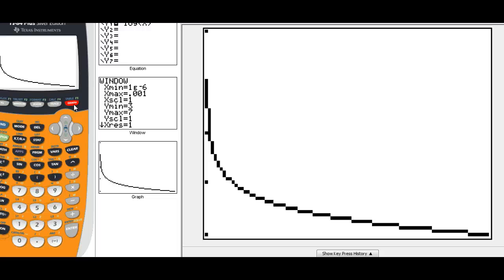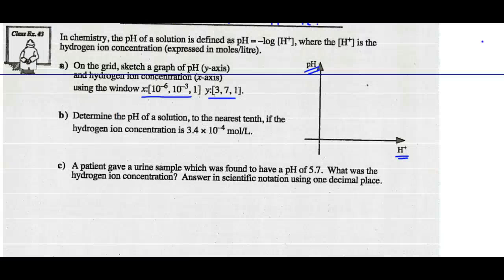So let's redraw that in our notes. So that graph should look something like this. Right? Y goes from 3 to 7. All right, and this goes from 10 to the negative 6 to 10 to the negative 3 on the x-axis.